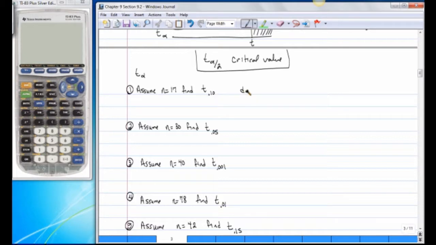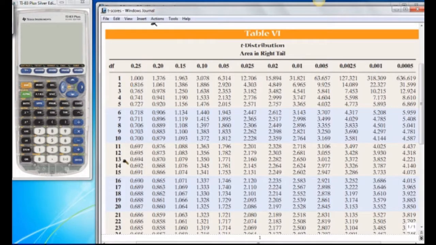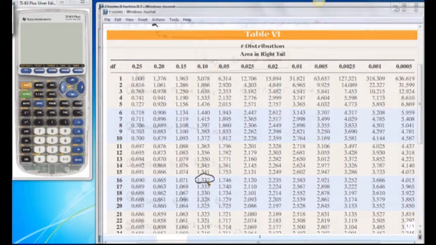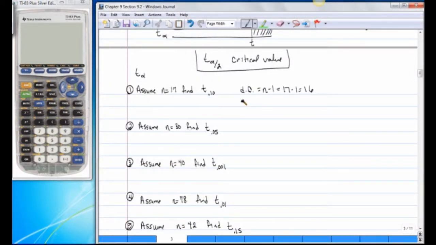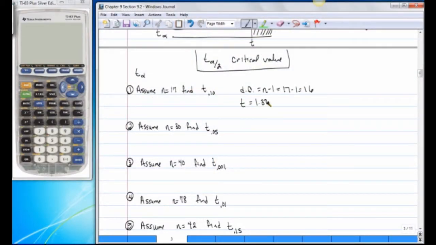So that means we've got a degrees of freedom of n minus 1. So 17 minus 1 is 16. I'm going to go to the table, down to degrees of freedom of 16, and across to an area of 0.10. Where these intersect gives me my t-score of 1.337.